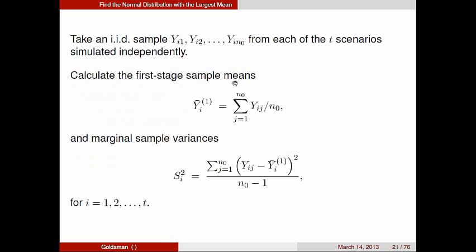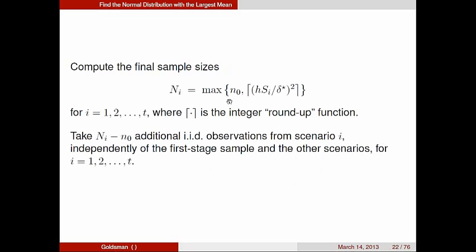So here's the procedure. I'm going to take independent and identically distributed samples from each population. Notice that the sample size is n0, just like I specified. I calculate the sample mean from each population. I calculate the sample variance from each population based on the first stage of n0 observations. Don't be intimidated by the notation. It's not a big deal. Then I calculate the sample sizes that I'm going to need to finish the problem up.